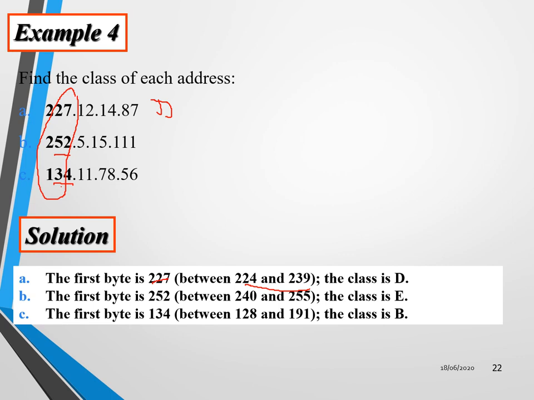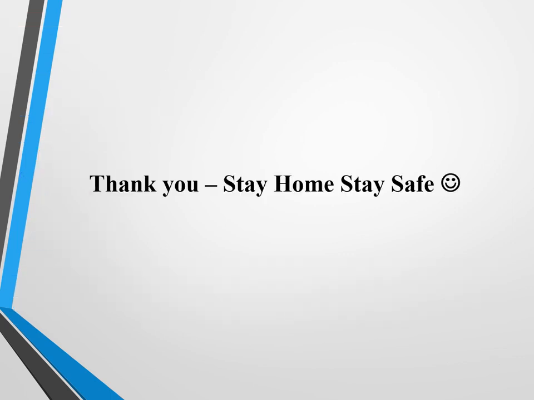Students, it was all about today's lecture. Let's conclude what we have studied. In today's lecture, we have studied what is the multicast address, what is the broadcast address, what is the network address, and what are the default subnet masks. After that, we have learned how to convert the dotted decimal notation to the binary notation and how to convert the binary notation to the decimal notation.